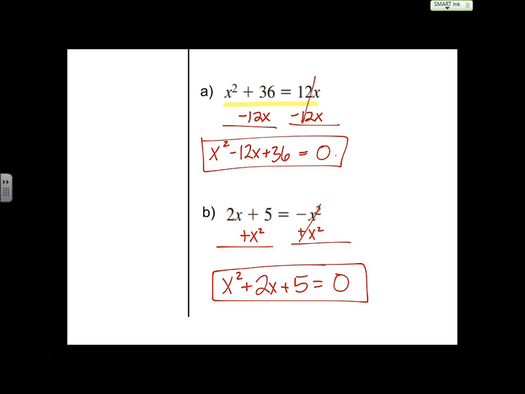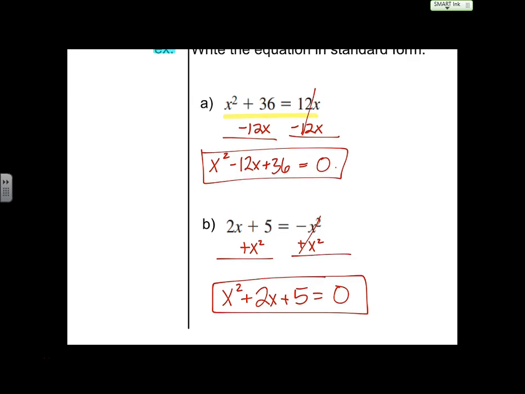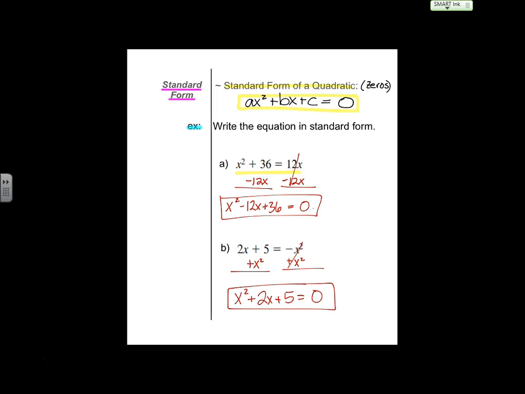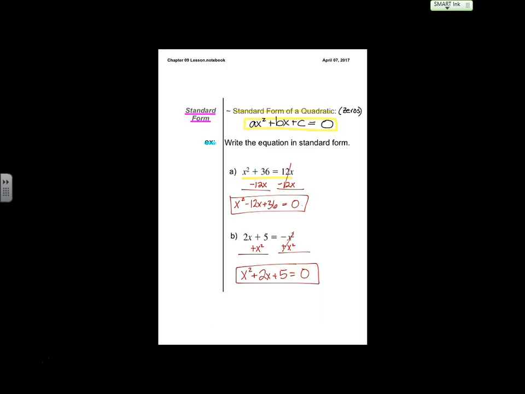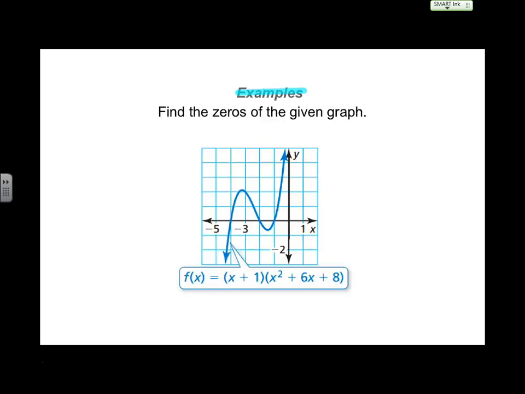So, standard form, kiddos, all you have to do is move everything to one side and make sure you write the x squared first, then the x term, then the c. Now, is this section crazy hard? No. Do you see why I'm only taking one thing on it? So we're going to go super fast, all together as a class.